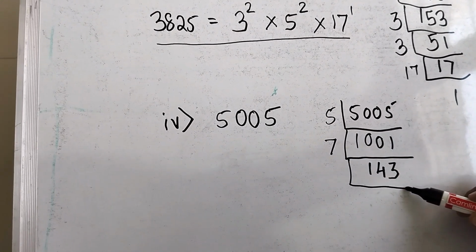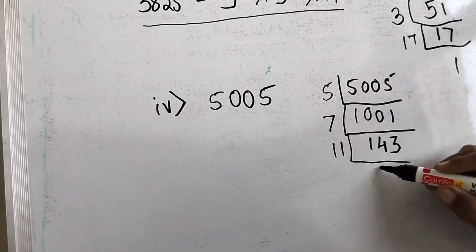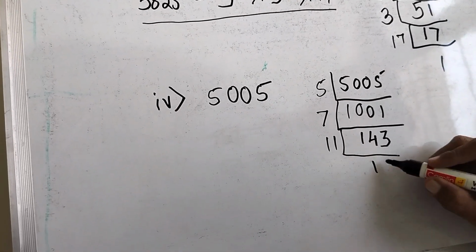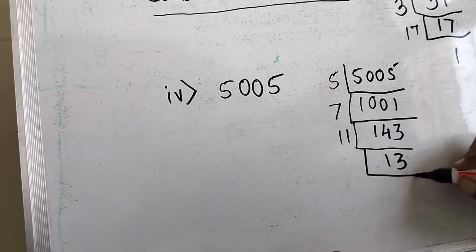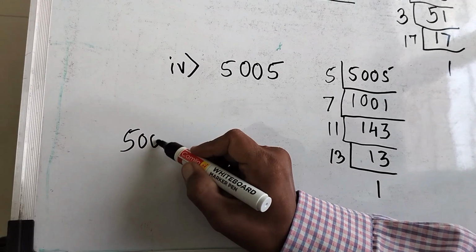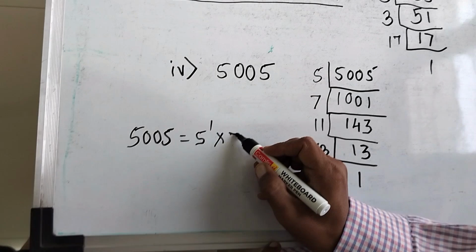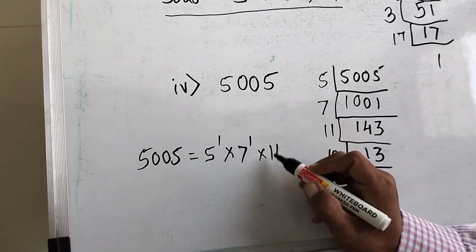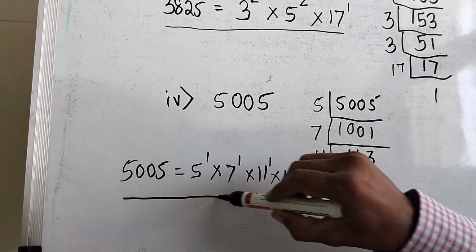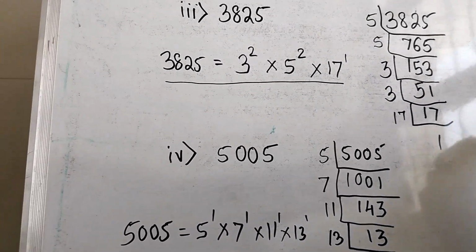Now this will go in 11. 11 1s are 11, remainder 33. Then 13 1s are 13. So for 5005, the factors are 5 raised to 1 into 7 raised to 1 into 11 raised to 1 and 13 raised to 1. Understood? This is your fourth question.